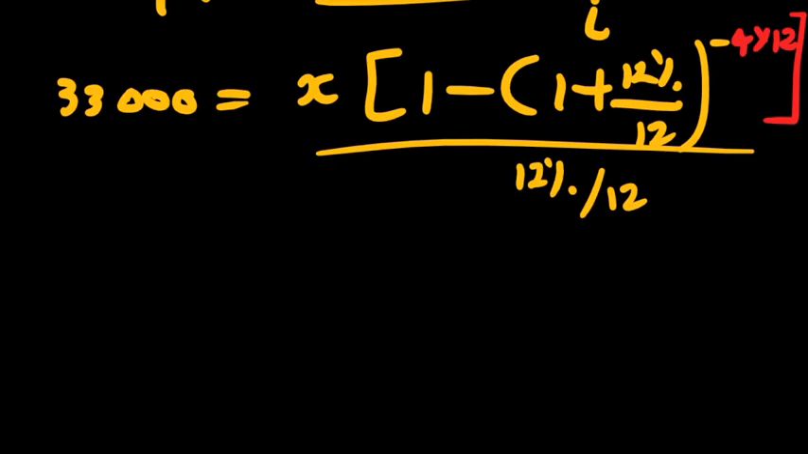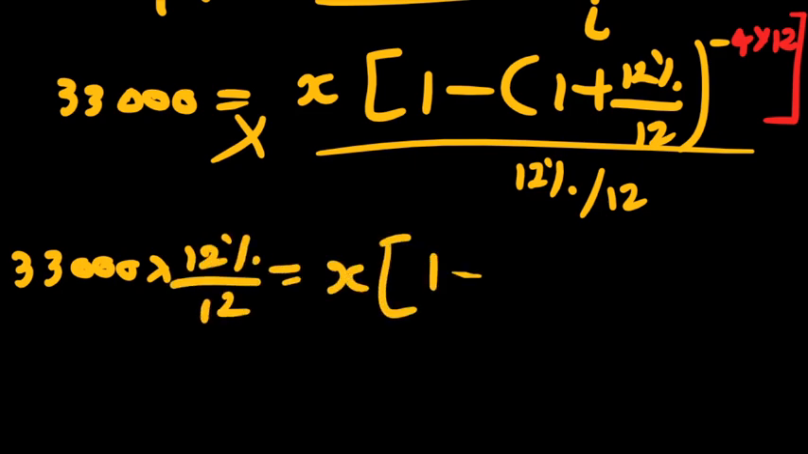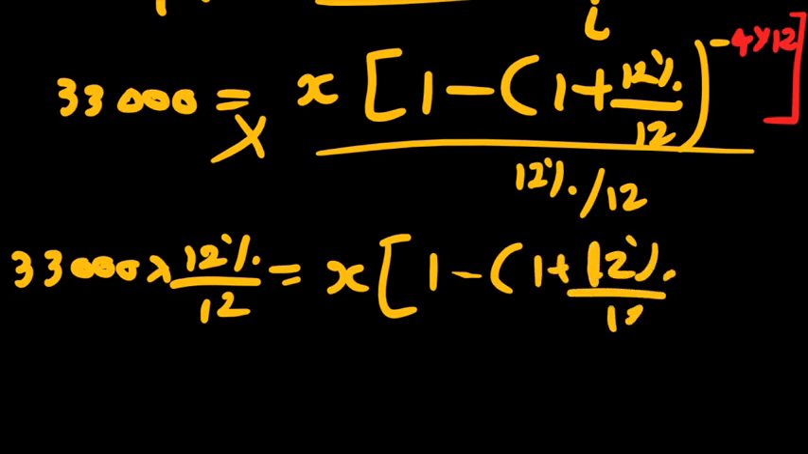And then you want to identify this x. You're just going to cross multiply and say 33,000 rands multiplied by 12% over 12 is equal to x into 1 minus into 1 plus your 12% over 12 to the power of minus 4 times 12, right?